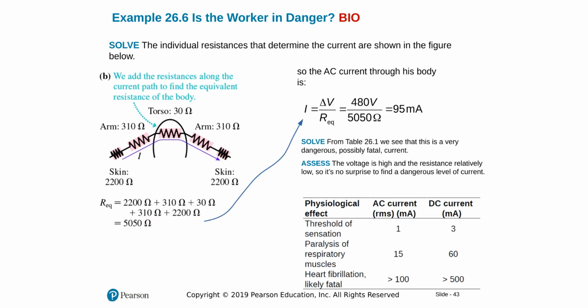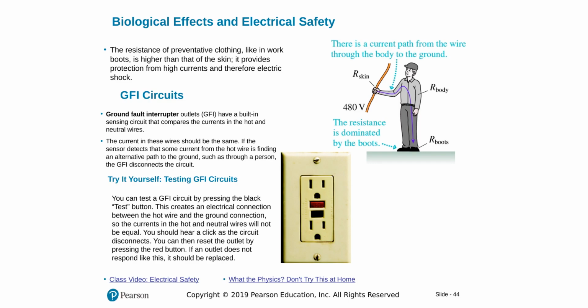And here is the solution. We add all those resistances across, and solve for current using 480. 95 milliampere we will find, and that's pretty much in the danger zone. So definitely some permanent damage will happen. So that's the human body, and that's how it affects us.